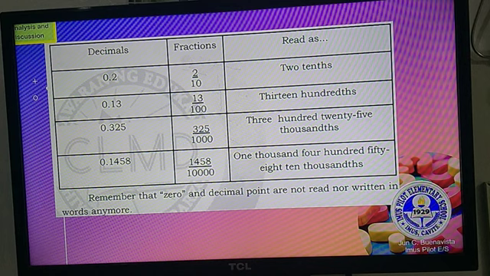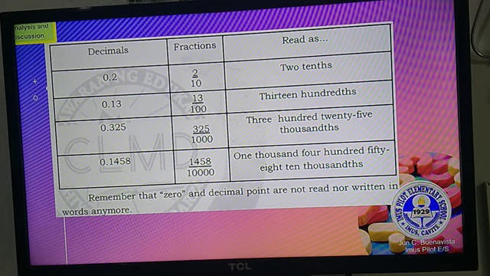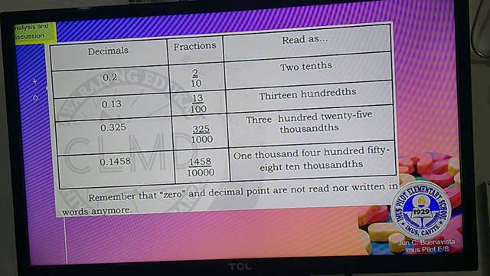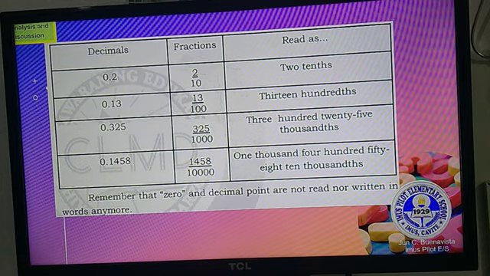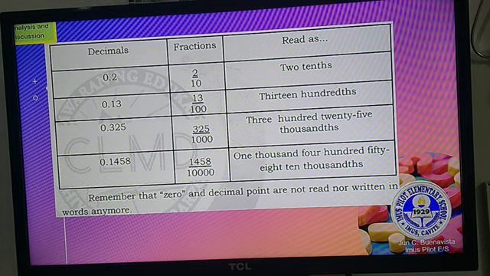So look at that. Observe properly. Then the second one, 13/100. In fraction, that is 13/100. So in 13/100, you have 2 decimal places. While in tenths, you have only 1 decimal place. Then the third one is 325 thousandths. Or in fraction, that is 325 over 1,000. And we are going to read that 325 thousandths.